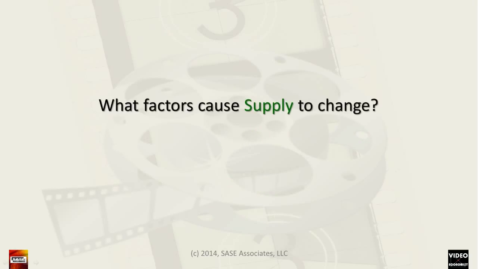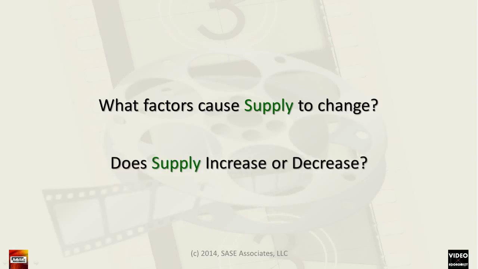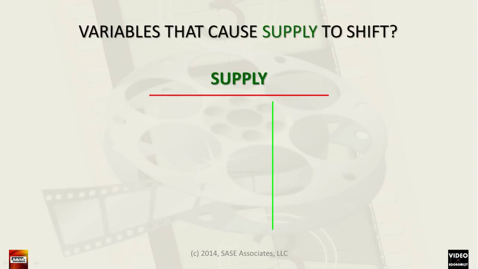Let's begin with supply. First, let us identify the major factors that cause supply to change. Depending on whether the factor increases or decreases, we will have certain expectations about the movement of supply. Will supply increase or will it decrease? These variables have a directional effect on supply.